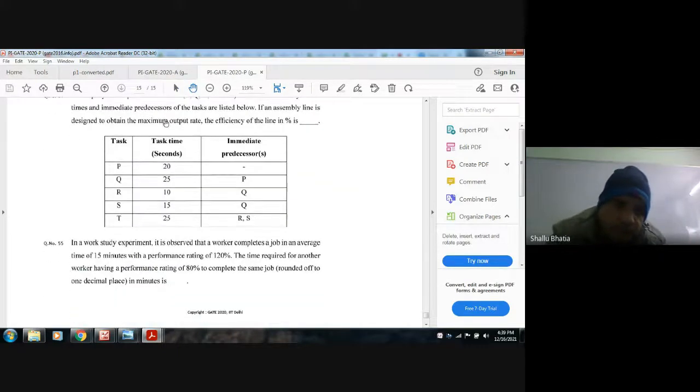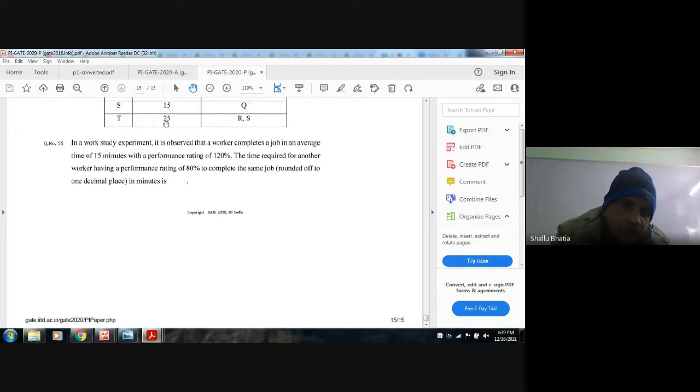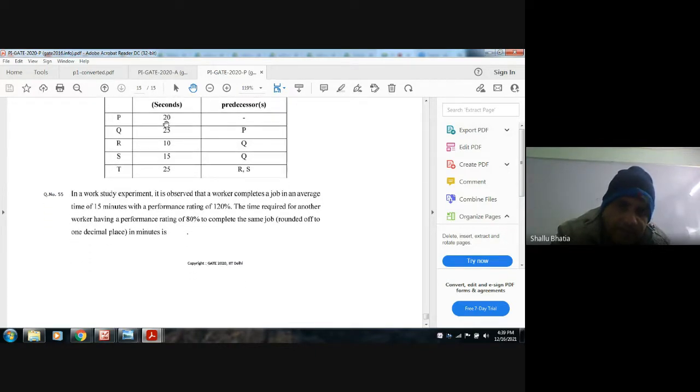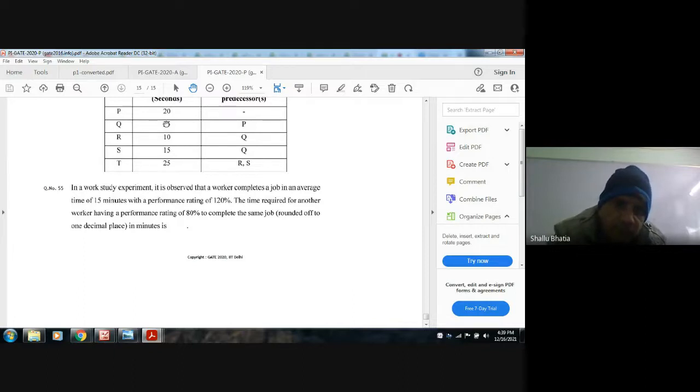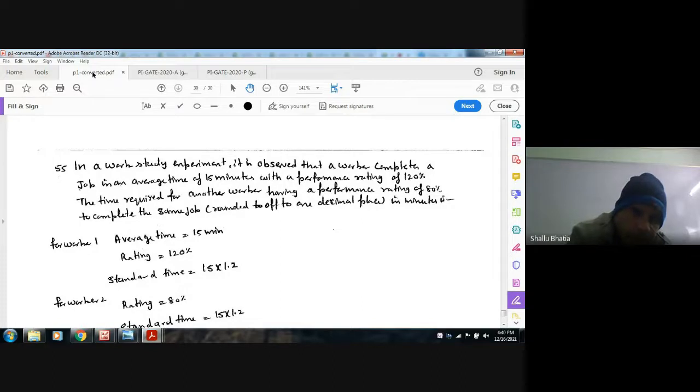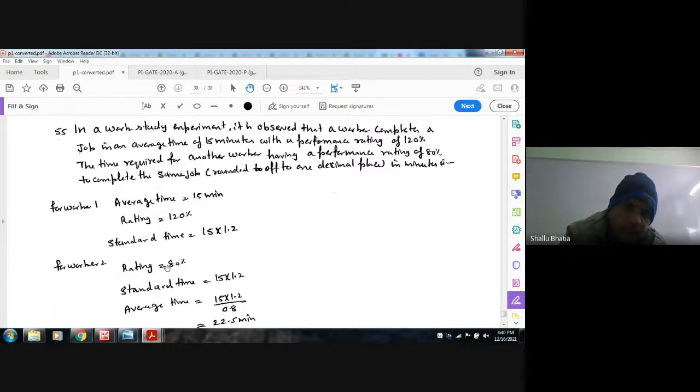Next, in a work study experiment, it is observed that a worker completes the job in an average time of 15 minutes with a performance rating of 120%. What is the time required for another worker having a performance rating of 80% to complete the same job, rounded to one decimal place? So average time is 15 minutes, rating is 120%. Now the standard time is average time into rating, 15 into 1.2. That is the standard time.